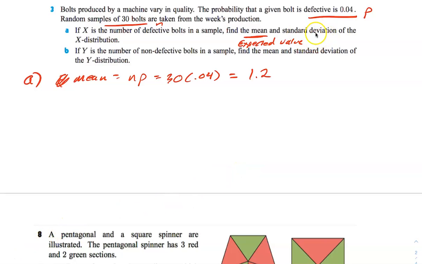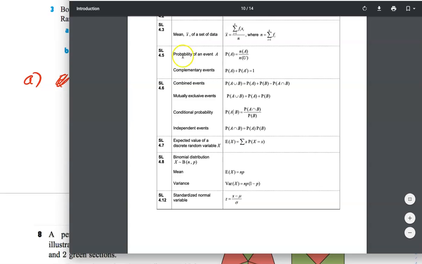To find the standard deviation, now this is a little different. So let's look at our formula sheet. Keep in mind we're doing binomial. Here's the binomial distribution stuff. So mean or expected value, n times p. They don't have standard deviation, but they do have variance. The variance is np times 1 minus p. Remember, if you have variance, you can find standard deviation, right? Variance is bigger, so we just have to square root this to find our standard deviation.